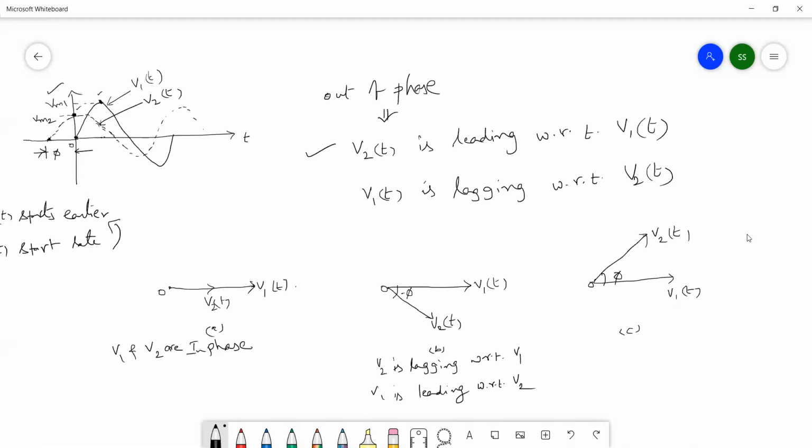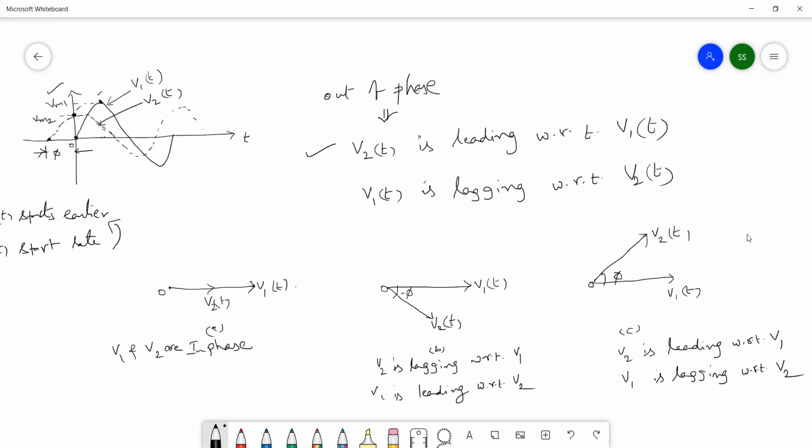Now here, for the third one, figure number C, V2 is leading with respect to V1, and V1 is lagging with respect to V2. Understood the vector representations also?